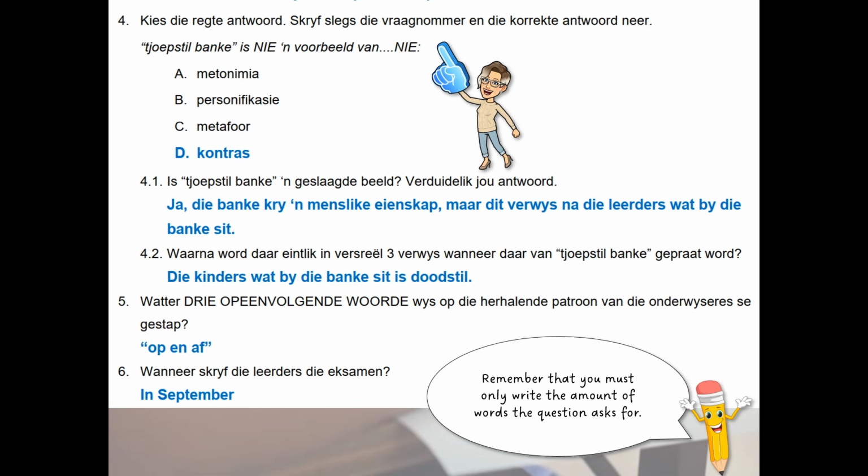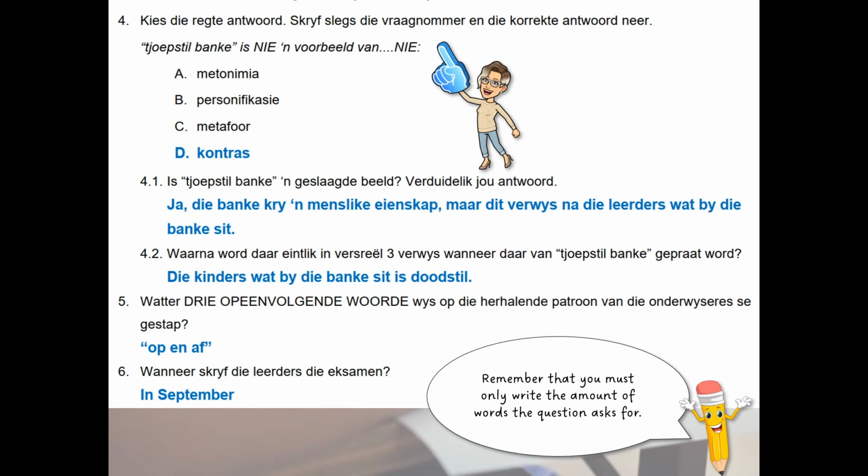4.1 is choopstil banke 'n geslaagde beeld? Verduidelik jou antwoord. So choopstil banke, is it a successful image? Explain your answer. I said yes because the desks get human attributes, but it is actually referring to the students sitting at the desks. It's because when we are walking up and down, we are not really looking at you, the student, but we are moving past desks. And the desks, you sitting there writing your exam, you are so quiet that you are almost forming part of that desk.